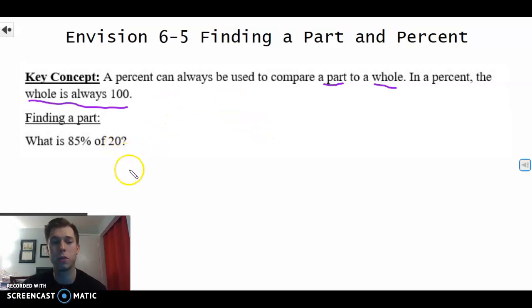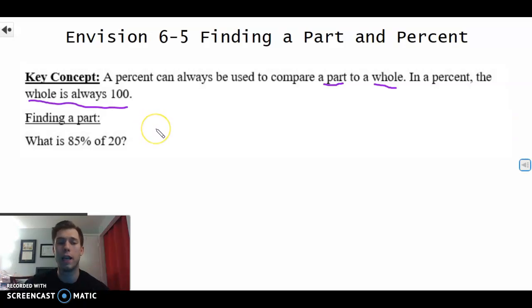So the first thing we're going to do is look at finding a part. Okay, and there's 2 ways that we can use to find a part, and I'm going to show you both of those ways, and in both cases we're writing an equation. Okay. So first we want to find out what is 85% of 20. Okay, so what is 85% of 20? The first way you can go about finding this is using the idea of proportional reasoning with ratios.